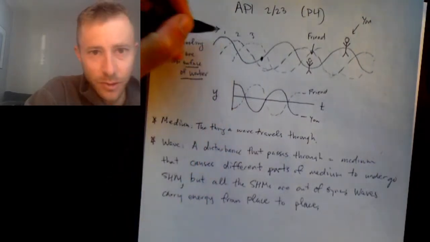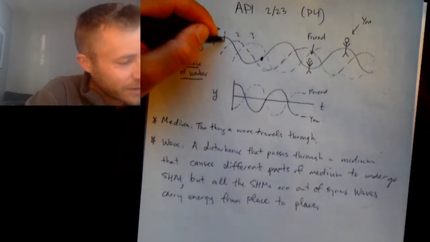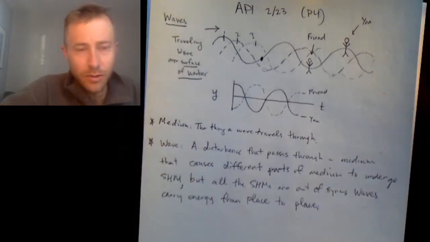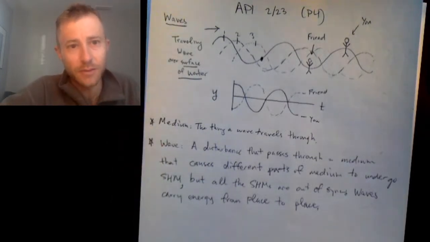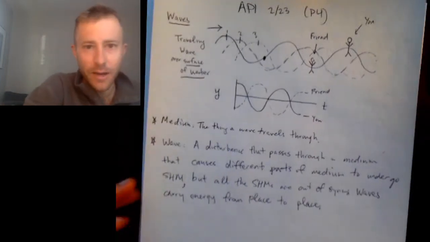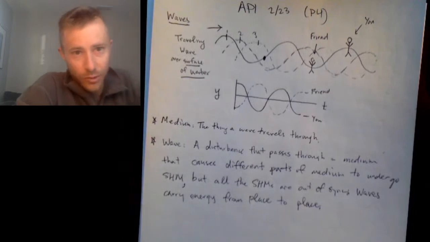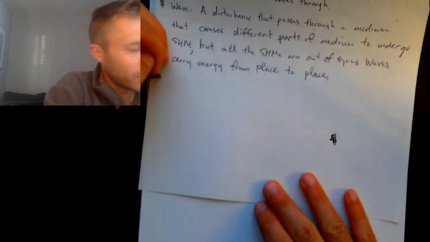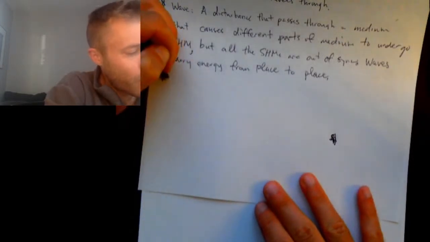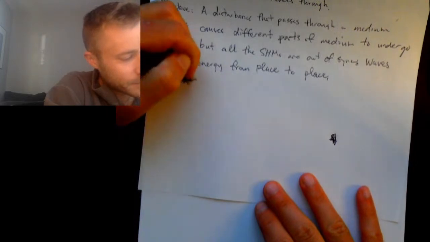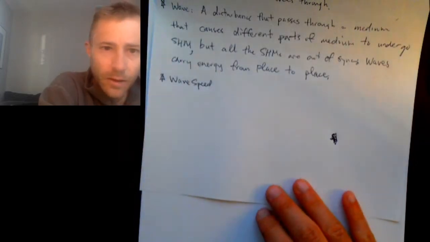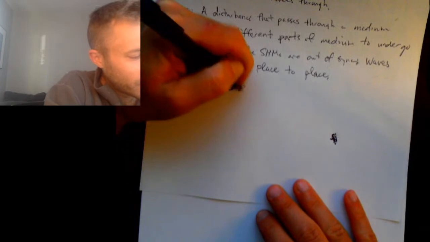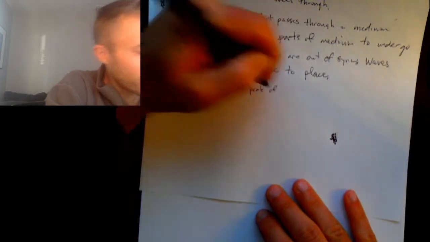And what we could imagine doing is tracking the peak of the wave. Okay? We could talk about the position of the peak of the wave as a function of time. And so the rate at which the peak of the wave is moving is called the wave speed. Okay? So there is such a thing as the wave speed, which is basically the speed of the peak of the wave.